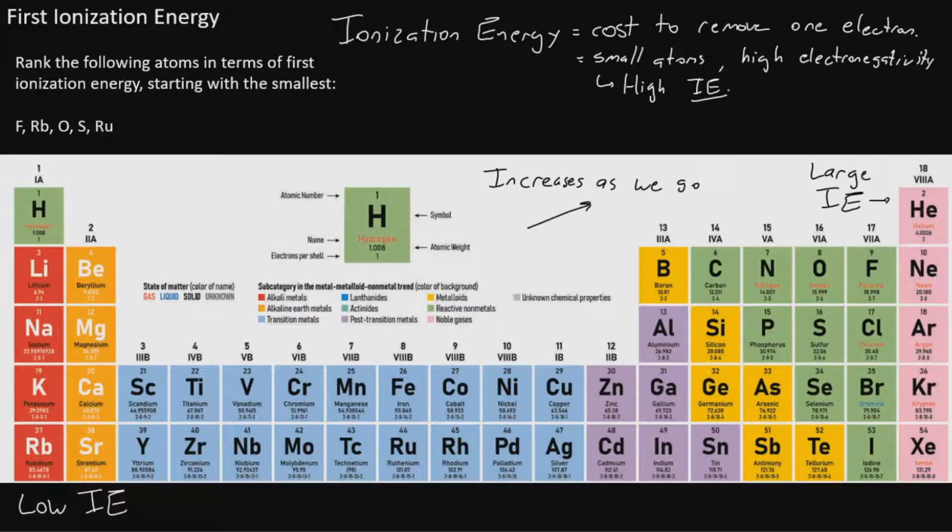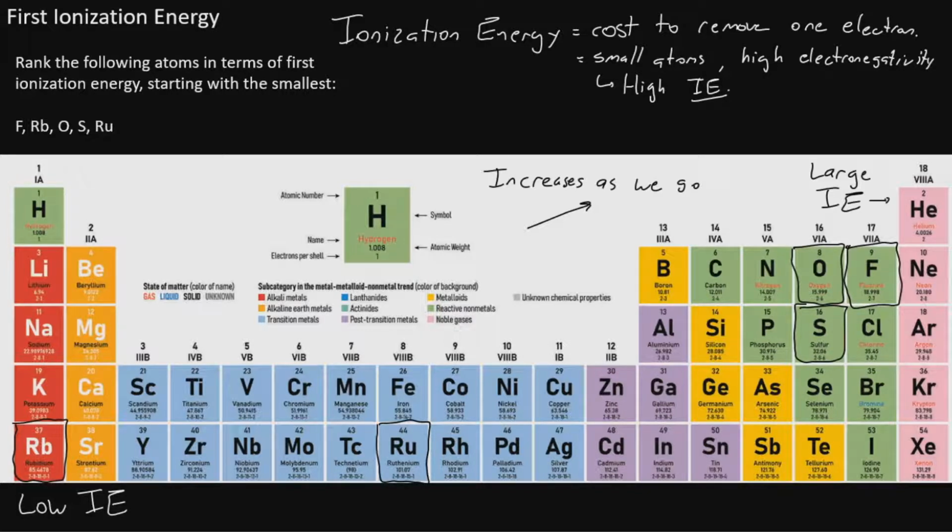So let's check the positions of our elements on the table. We have fluorine. This is in the upper right corner. Rubidium in the lower left. Oxygen next door to fluorine. Sulfur next door to oxygen. And ruthenium near the middle.